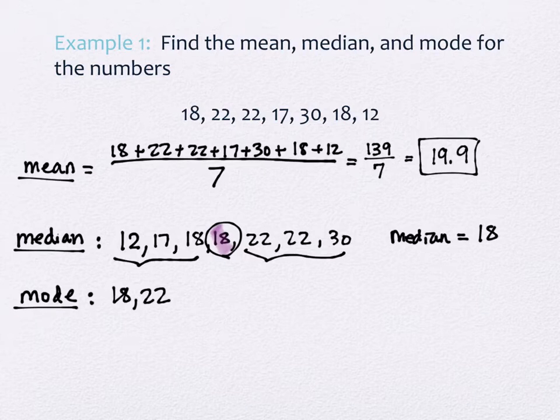I could say that the 18-pound dog is the median weight. Half the dogs weigh less than 18 pounds. The other half weigh more than 18 pounds. Make sense? That's what this would mean.